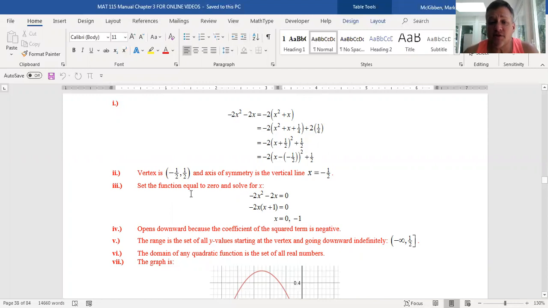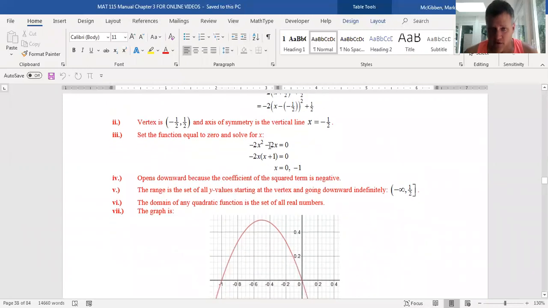To find the x-intercepts, remember the x-intercepts occur when the y is 0, right? On the x-axis itself, the y-coordinate is 0. And so what I'll do is I'll set the function equal to 0, and I'll solve that for x. Right, so I'm going to yank out the -2x, right? So, solving this quadratic is easiest done by factoring. So I'm going to factor out the -2x, and now by the zero factor theorem, set each factor equal to 0 and solve for x. So what I know is that this function crosses the x-axis at 0 and -1.